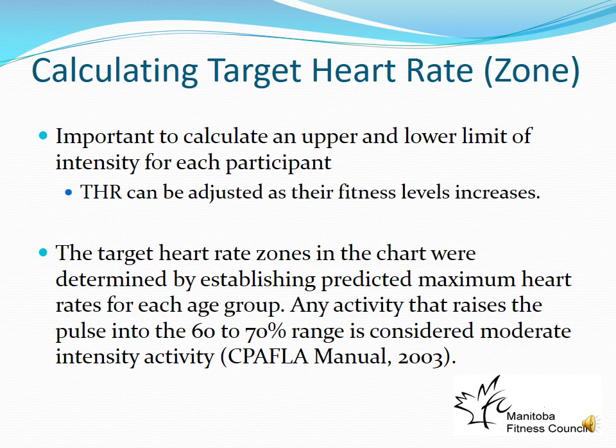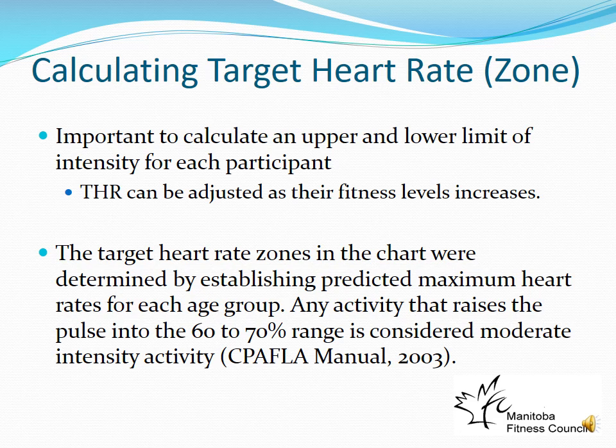So if I want them to work at 60% of the maximal heart rate, I would times 200 by 60, which would give me 120 beats per minute. That would be their exercise heart rate. That is where I want them to exercise. Okay? If I wanted them to exercise at 70%, I would times 200, their age predicted maximal heart rate, by 70 to get 140 beats per minute.